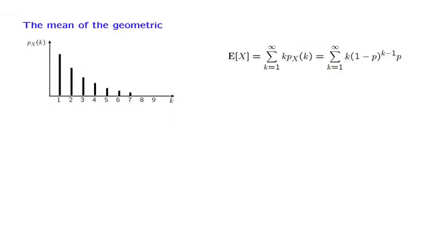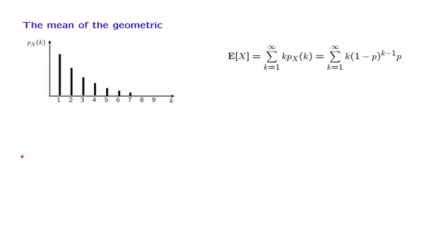We will now exploit the memorylessness property of the geometric PMF and use it together with the total expectation theorem to calculate the mean or expectation of the geometric PMF. If we wanted to calculate the expected value of a geometric using the definition of the expectation, we would have to calculate this infinite sum here, which is quite difficult. Instead, we're going to use a certain trick.